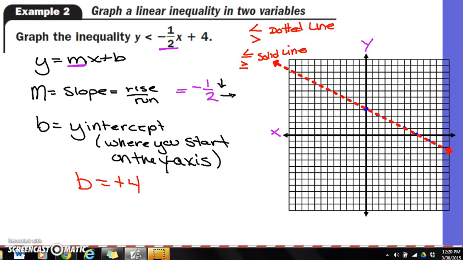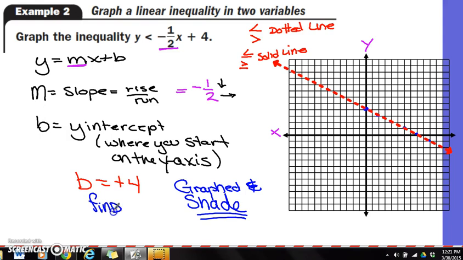So you graphed, but because this is an inequality, you also have to shade. And I know you guys don't know what that means, but you're going to have to graph and shade each of these problems. So this is how I do it. I like to find my y-intercept. Find my y-intercept right here. Put your finger on it.